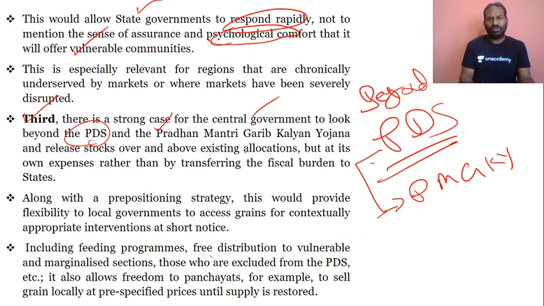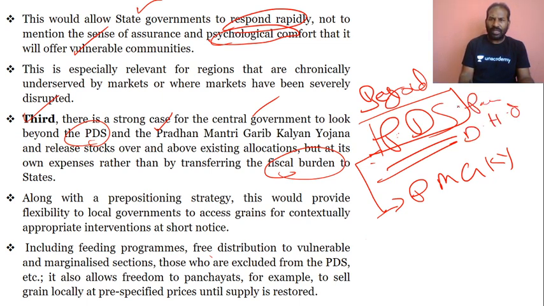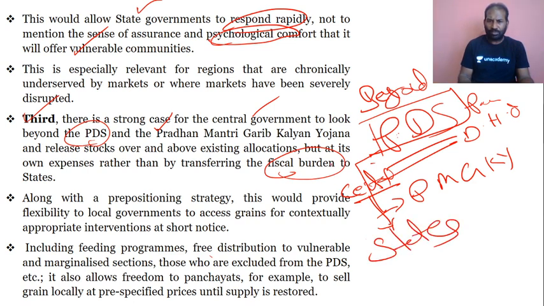And they can release the stocks over the existing allocation, rather than transferring the fiscal burden to the states. So not only through the PDS system, which can reach the district headquarters and the panchayats, but beyond PDS we are looking at the central scheme, Pradhan Mantri Garib Kalyan Yojana, wherein we can make sure that the fiscal burden is not transferred to the states, and slowly it is in collaboration between the center and states. Please understand, now both center and states have come together to handle the crisis.